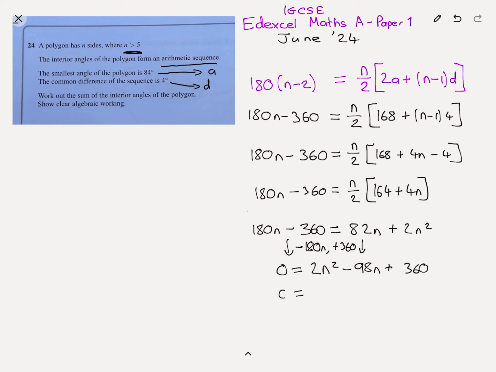And obviously 0 divided by 2, well, that's just 0. We can play around with 0 as much as our heart's content. However, just don't divide 0 by 0. It does weird things. So we get n squared minus 49n plus 180.